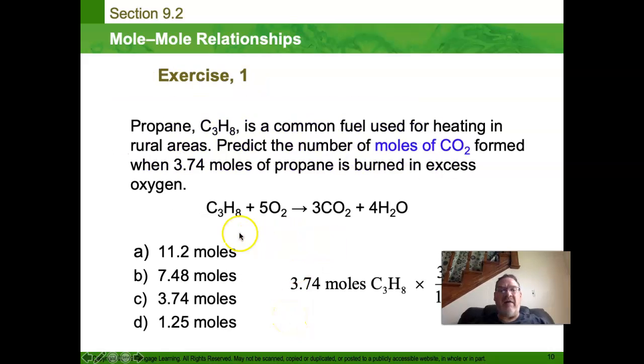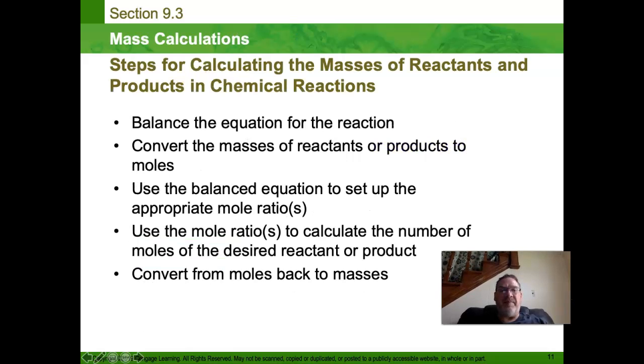We can stretch this out. Again, same equation, and again, we're asking those same first two questions. What's our given measurement in the units? What are the units for our answer? In this case, our given measurement is the 3.74 moles of propane. Our answer is the moles of carbon dioxide. And you can see how that's put together. Again, note this mole ratio is set up the same way. The given units are on the bottom, the units for the answer on the top.